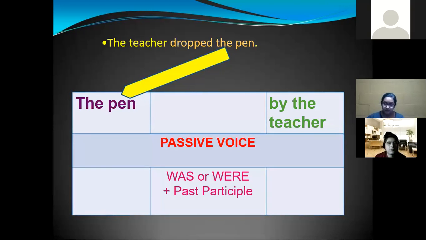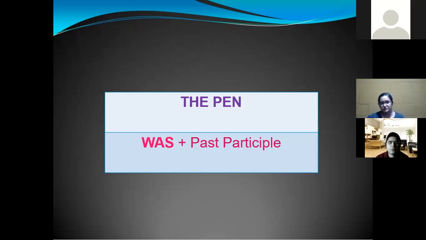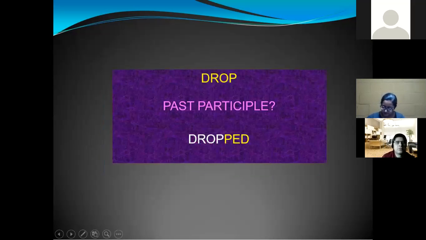And then you guys said it's going to be was dropped. Okay, it says the pen. I was asking you, was or were? And then you say, oh, was, because it's only one, right? So very good. And what is the past participle of dropped? Dropped. Excellent, yes, it's already past participle, right? It's the same. Drop, past participle, dropped.